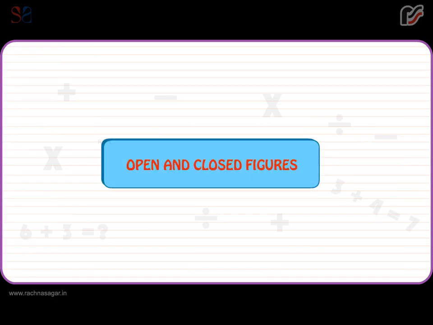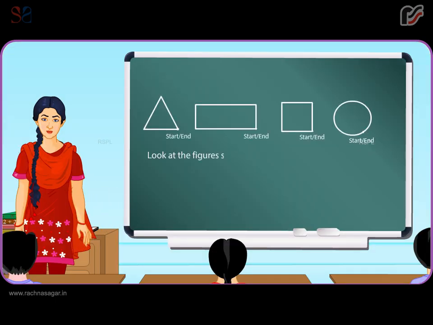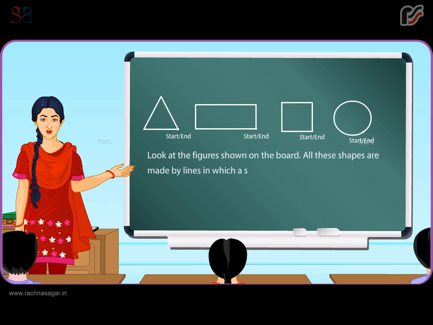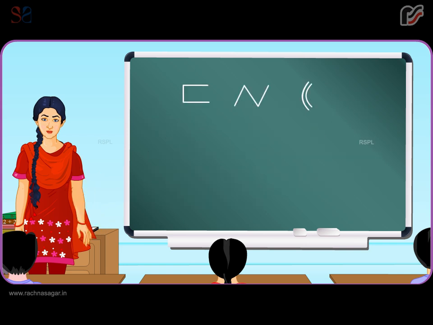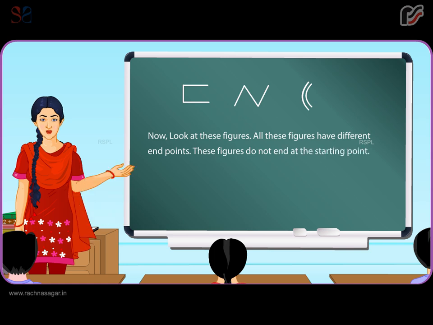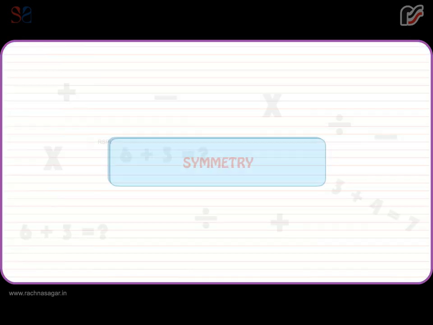Open and closed figures. Look at the figures shown on the board. All these shapes are made by lines in which a set of points change their direction. These figures have the same starting and end point. Thus, these are closed figures. Now, look at these figures. All these figures have different end points. These figures do not end at the starting point. Hence, these are called open figures.